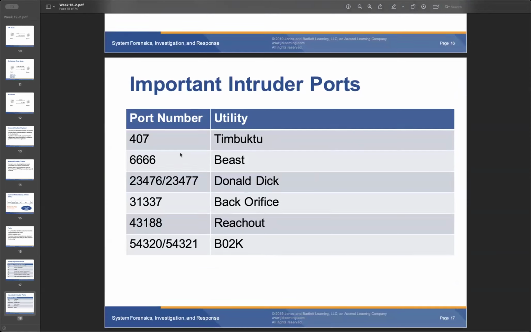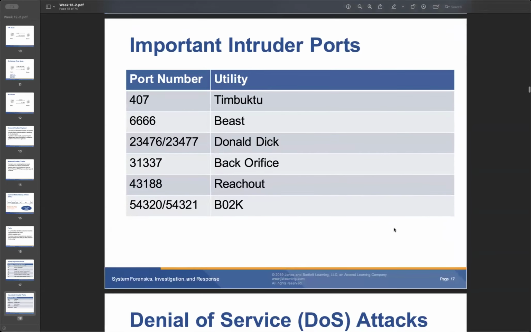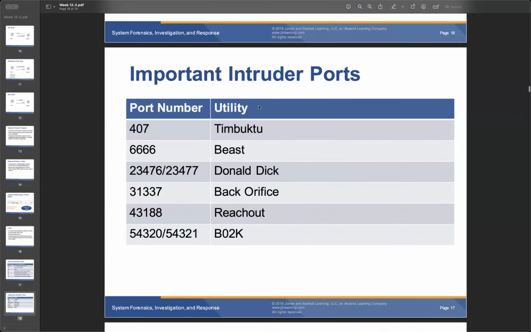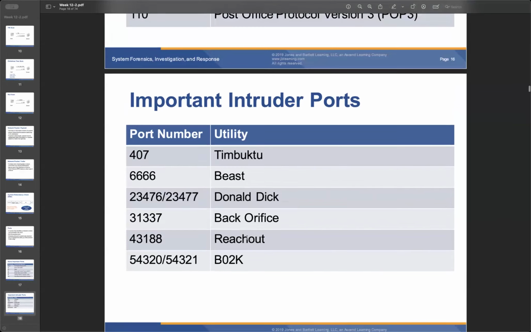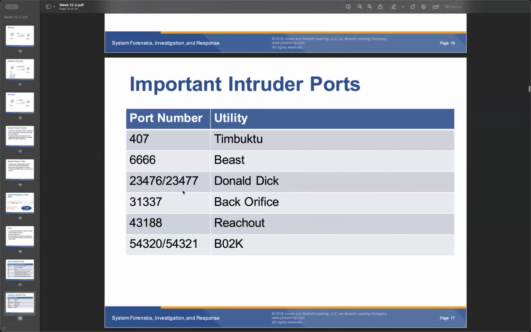Maybe we have other utilities you can use, and you don't have to really memorize all this. Just have some idea, but you need to know the ports an intruder might use, maybe like 31337 or 43188, which are bad, or ones used by a download or by BO2K. So here are some popular ports.